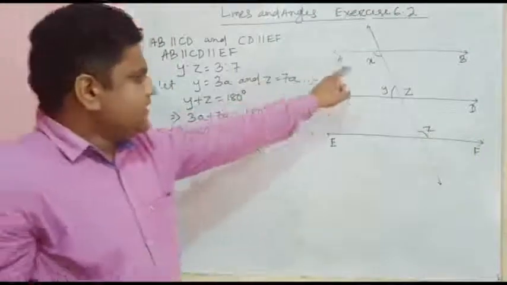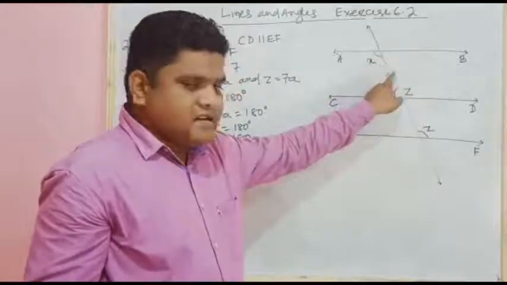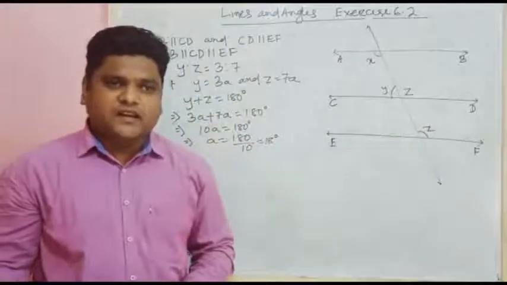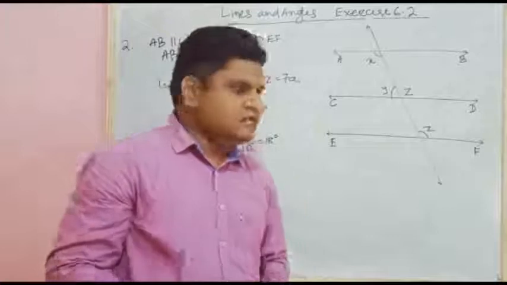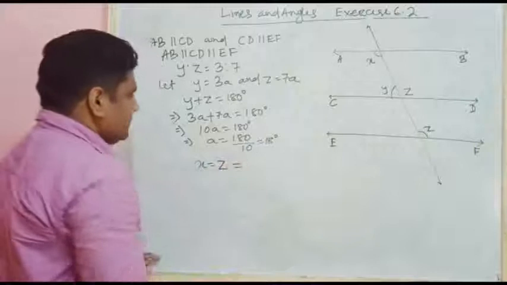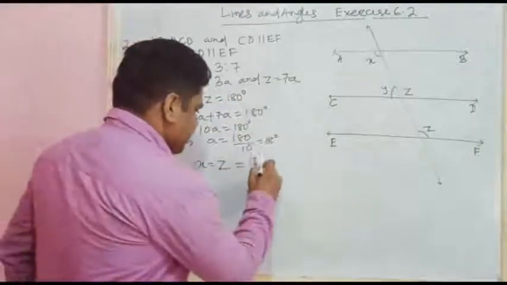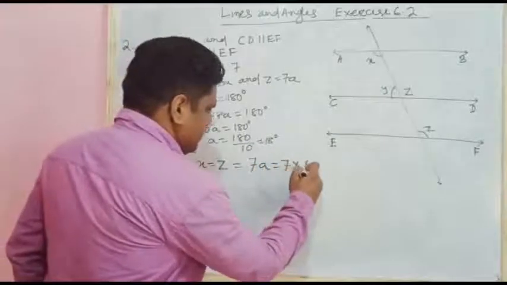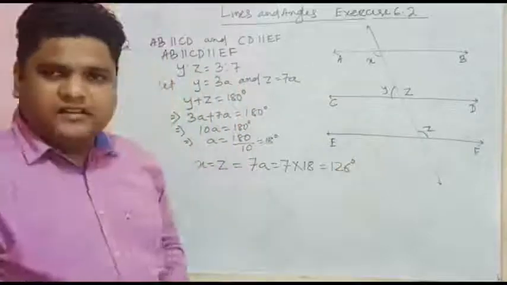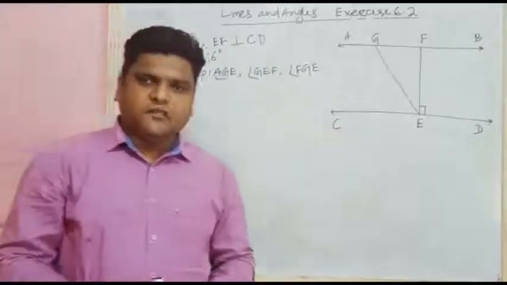We have to find the value of x only. See here, x and z are alternate interior angles, and we know that if a transversal intersects two parallel lines, then the alternate interior angles are equal. So x equals z, that is 7a, which equals 7 into 18, equal to 126 degrees. So we have found the value of x. Now we will solve number 3.